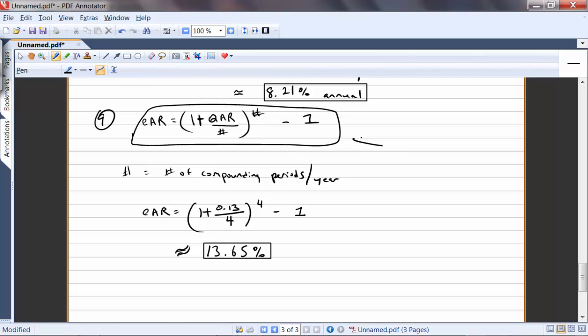What's the rationale for this formula? Well, basically the rationale is if you take $1 and you invest it at 13% and interest compounds quarterly, then after 1 year, how much money are you going to have? You're going to have $1.1365, right? So what's your rate of return? It's that minus 1 divided by 1.